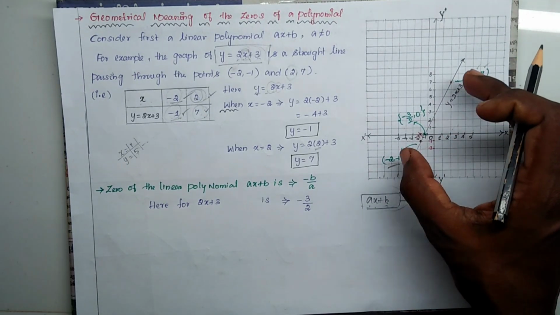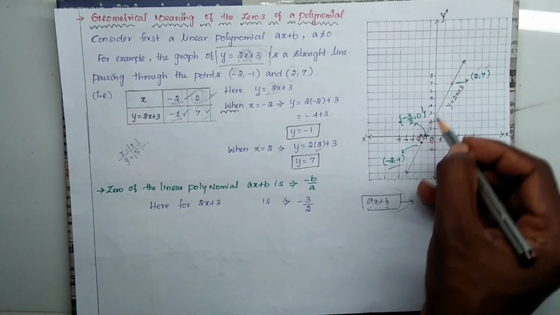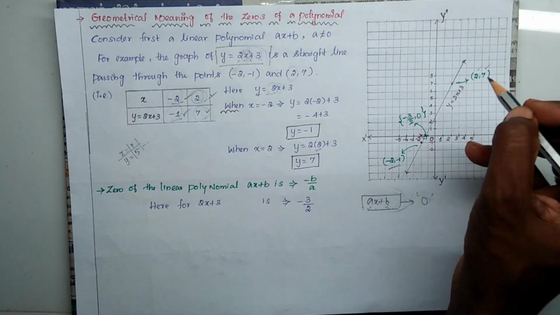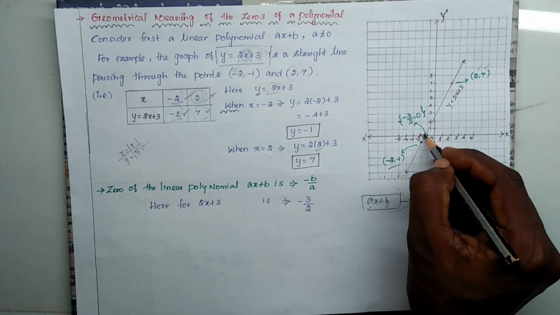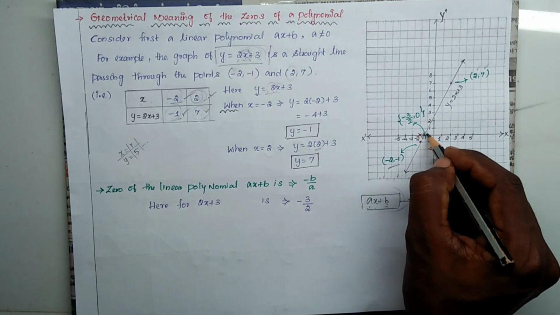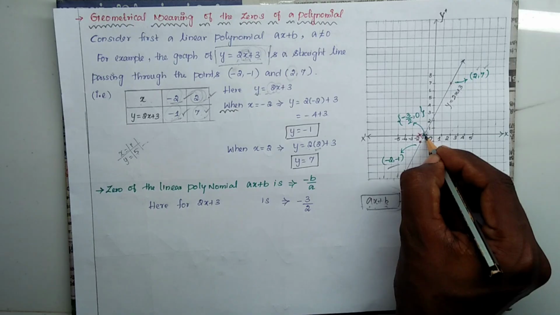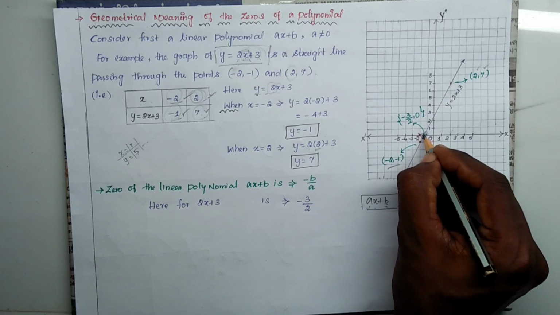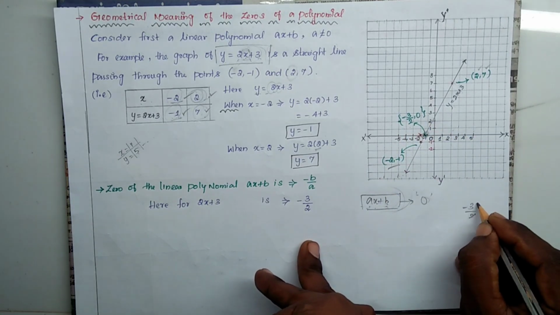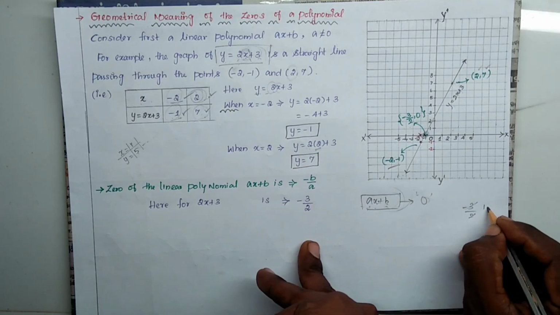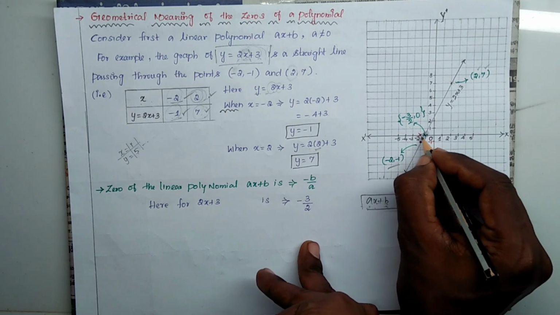Now we have to find the zero of this polynomial equation, meaning the point where the straight line cuts the x-axis. If it cuts the x-axis, that is the zero of the polynomial. See here, minus 1 is there, here minus 2 is there, and it exactly cuts at minus 3/2 comma 0. What does minus 3/2 mean? 2 times 1 is 2, and 0.5, so minus 1.5, exactly in between minus 1 and minus 2.